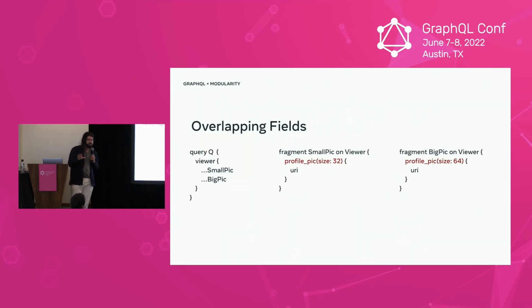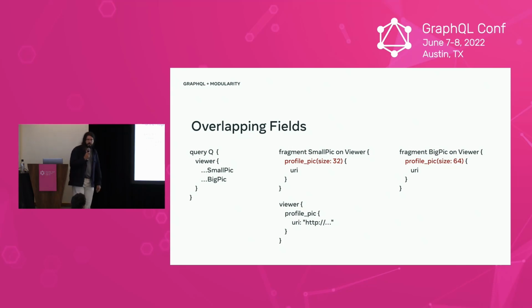But the real problem starts when you have different components composed, different fragments composed into the same query that are selecting the same field, right? So here we've got two different fragments that are composed into this query. They're both selecting profile pic, but with different arguments. So one is size 32, one is size 64, right? According to how things would normally work, these are just going to get inlined, and you should just have this one profile pic field in the response. But which one is it, right? Is it the big one or the little one?